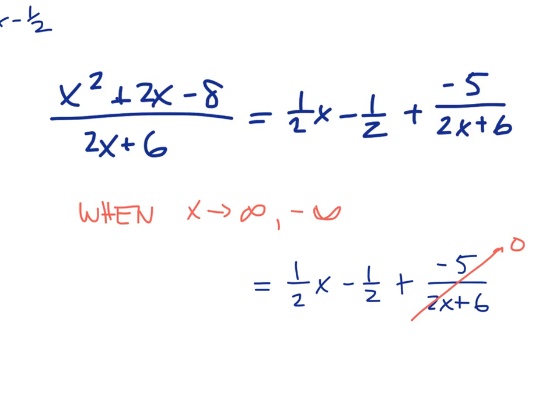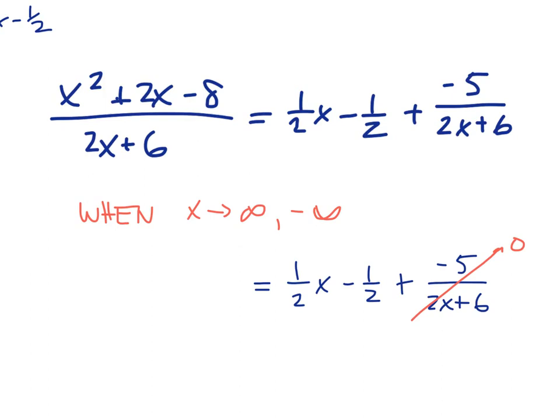It basically goes to 0 because the denominator is going to dominate, right? So we end up with just our divisor. So that tells us when the function is really big, essentially the equation of our function is 1/2 x minus 1/2, which is exactly what we want. That's the equation of the asymptote, right? This slant asymptote that we're going to have.